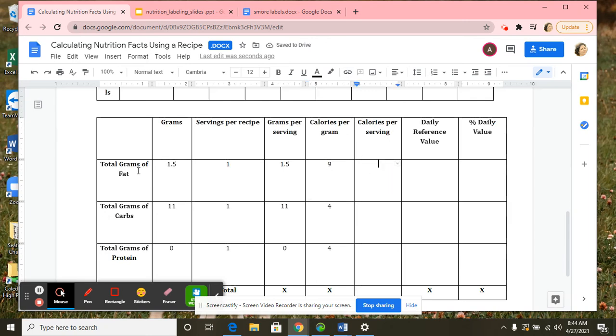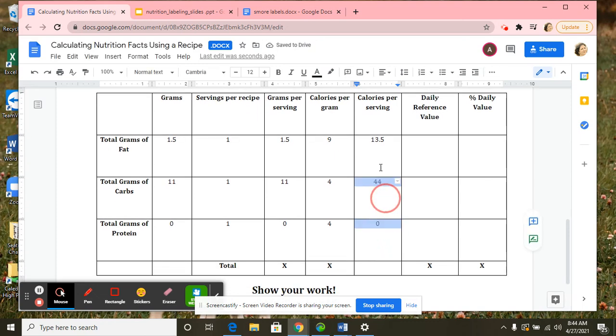Calories per serving. So I need to know how many calories I'm getting from fat, how many from carbs, and how many from protein. To figure that out, I'm going to take my grams, 1.5 times 9 calories per gram, to give me 13.5. 11 times 4 equals 44. And 0 times 4 is 0. Okay, now I'm going to take this column and add it all up. So 44 plus 13.5 to give me 57.5. Okay, we remember from here that we need to round to the nearest whole number. So I'm going to round that up to be 60 calories for 1 s'more.